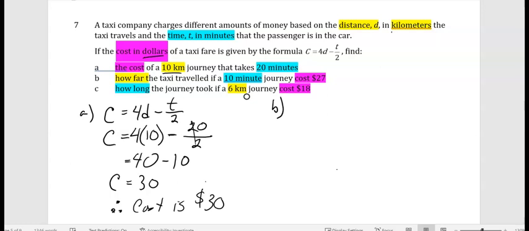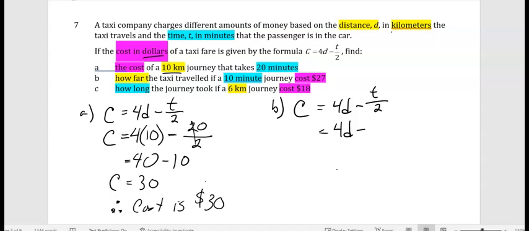For B, how far will we go? So it's the D that's going to remain as our variable. So we have a cost. I'm still going to write out the formula: C equals 4 times D, take away half the time, or T over 2. Now I'm going to replace what I know. How far I go is what I'm looking for, so I'm going to keep 4D.